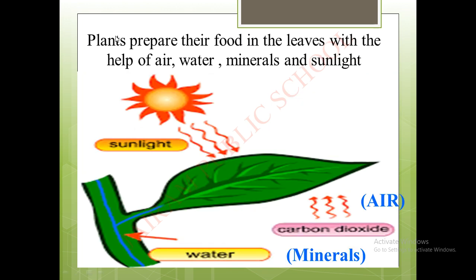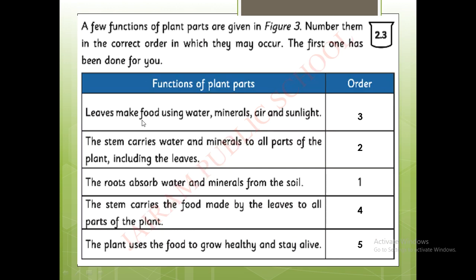Right. So plants prepare their food in the leaves with the help of air, water, minerals and sunlight. We saw this before, isn't it? So now using that we have an activity here. Let us discuss. Leaves make food using water, minerals, air and sunlight. So here are some functions of the parts of the plant. Let us discuss one by one. The root absorbs water and minerals from the soil. What is the first process of a plant? The root is absorbing the water from the soil.